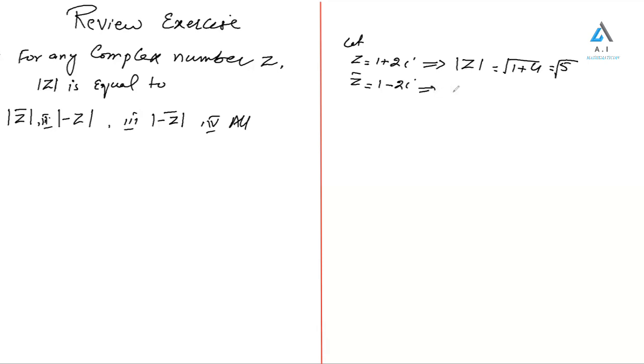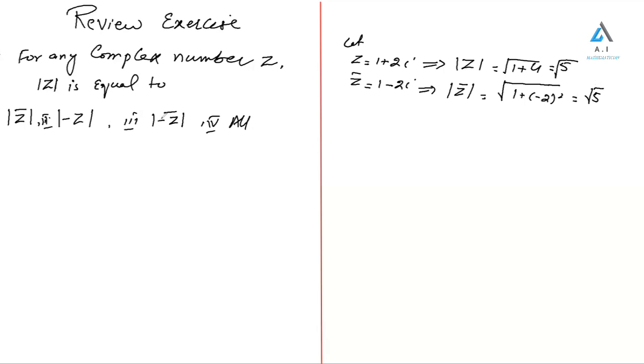Now this one, the determinant of the conjugate. Here is the first one, so we will find it. 1 square is 1, plus minus 2 square. Minus 2 square is 4. So the answer will again be the same.